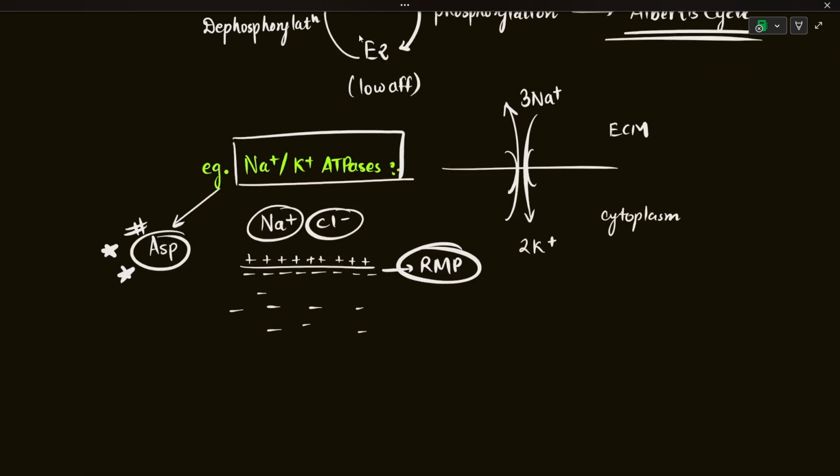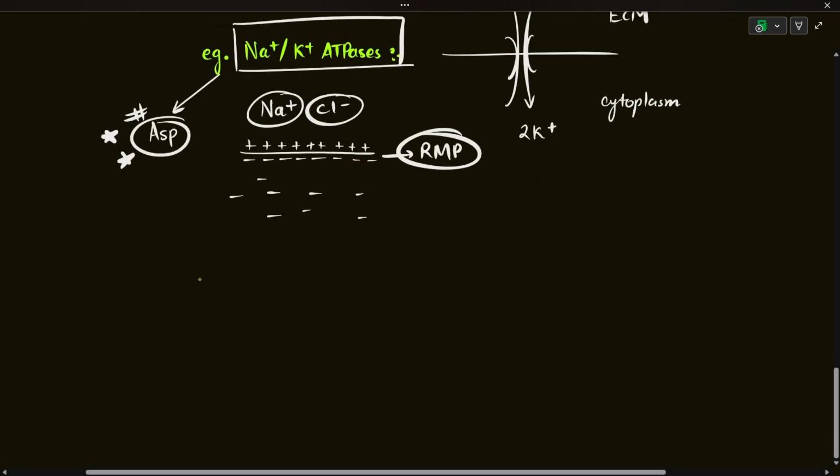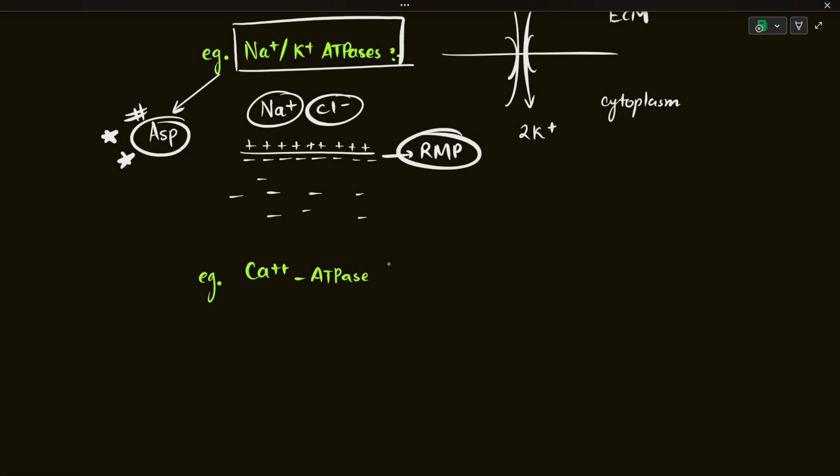The other example of the same P-type ATPase, which you might know, is the calcium ATPase, which is also referred to as SERCA, because this is located on the membrane of the sarcoplasmic reticulum, meaning the endoplasmic reticulum of the muscle cells. They are referred to as sarcoplasmic reticulum. So this is present on the membrane of sarcoplasmic reticulum.